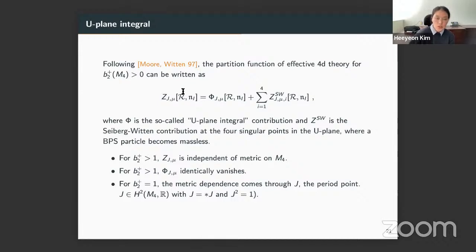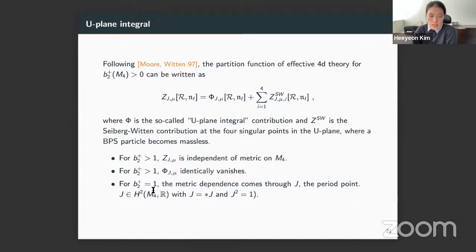And this structure depends very much on b2 plus of the four-manifold. For example, when b2 plus is larger than one, you can argue that this partition function is completely independent of the choice of metric on M4. And also for b2 plus larger than one, the contribution from the u-plane integral identically vanishes.